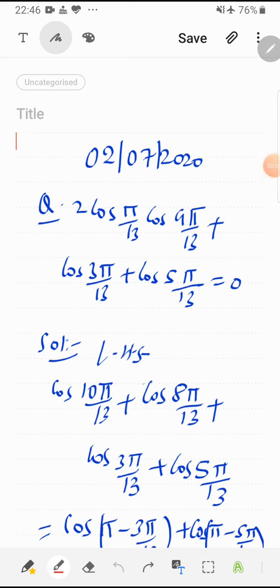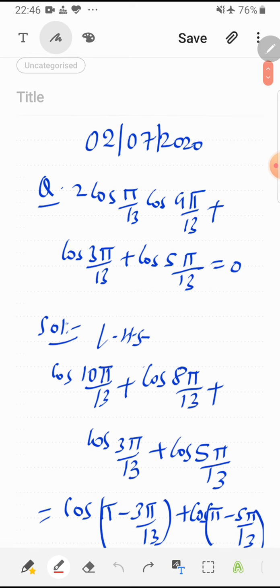Hello students, today we are going to discuss some practice problems based on transformation of trigonometric ratios of product into sum or difference and vice versa. So the first question under this category is 2 cos pi by 13 into cos 9 pi by 13 plus cos 3 pi by 13 plus cos 5 pi by 13.